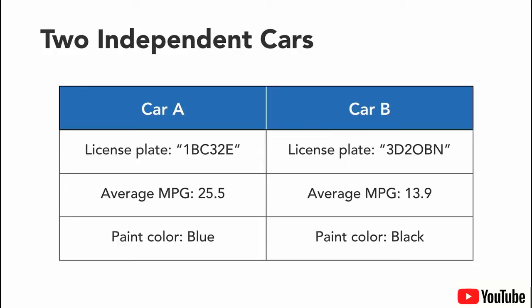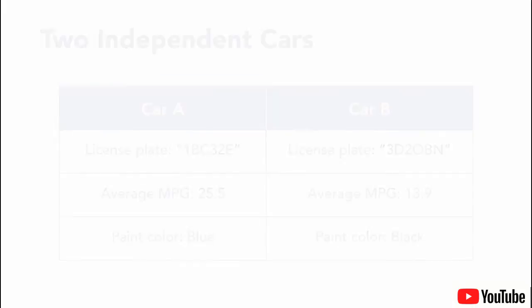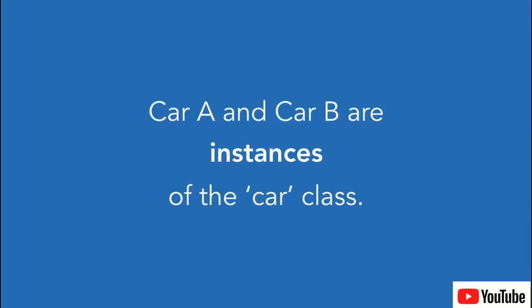Then we could have a different car that has those same properties but different values for those properties. So this other car could have 3D20BN as its license plate number, an average miles per gallon of 13.9, and the paint color black. These two cars are independent of each other, and if one changes its paint color, it doesn't affect the other one.